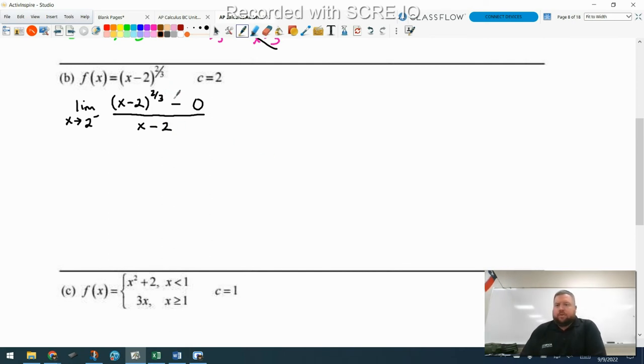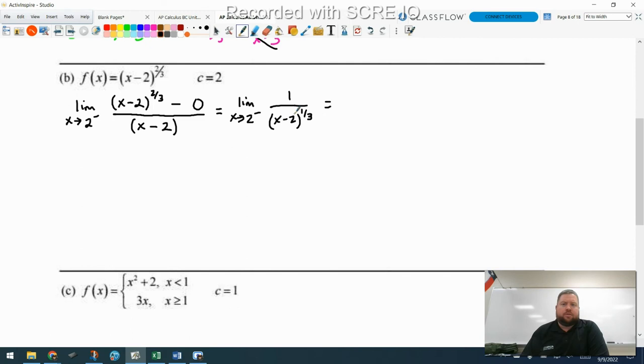All right, so on this one, let's see. Since they have the same base, I can ignore the minus 0. They have the same base, so I can subtract the exponents. 2/3 minus 1 would give me negative 1/3 and would go on the bottom. So this would be the limit as x approaches 2 from the left of 1 over x minus 2 to the 1/3 power. Okay, so now if I plug in 2, I do get 0 on the bottom.